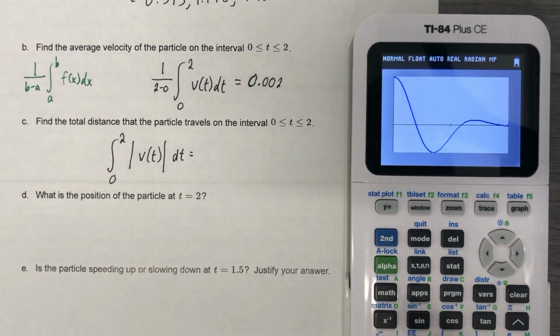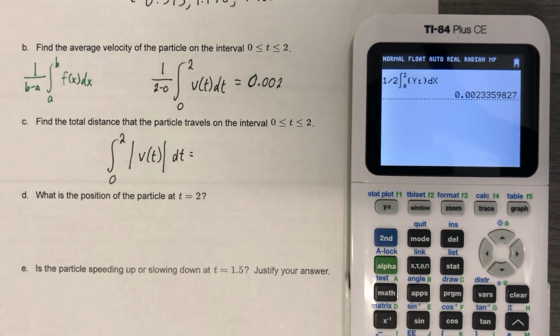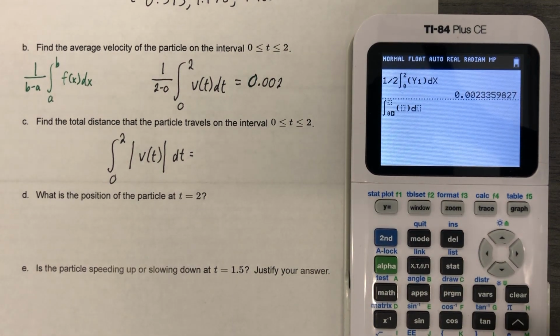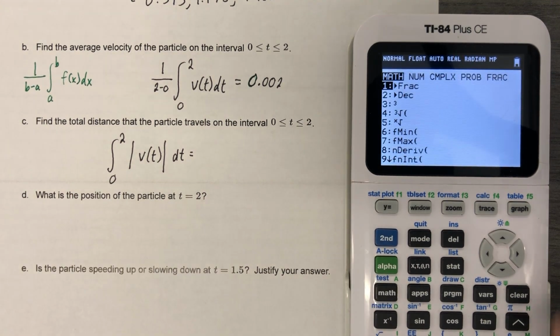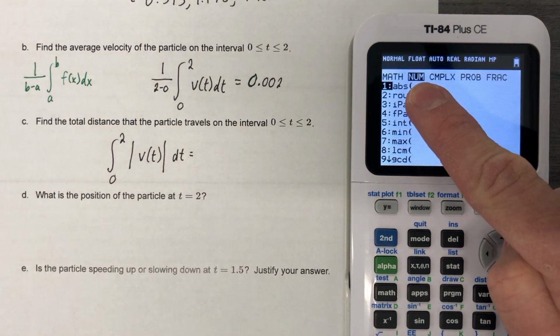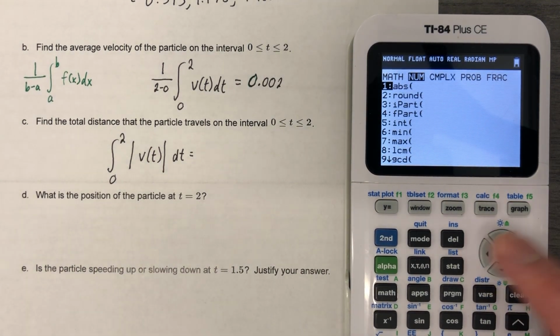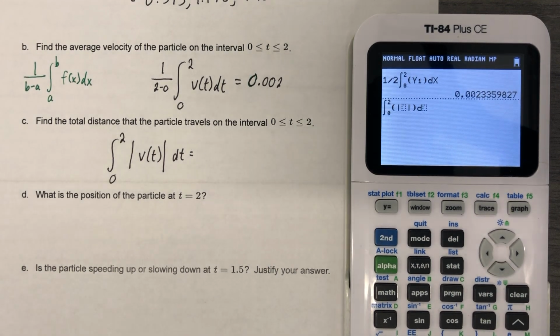So here goes, we're going to do it. Let's quit, second and quit. Let's not quit the problem. Let's just quit that graph for now. And we are going to find an integral, so math 9 from 0 to 2. And we will find the absolute value. You will find absolute value under the math menu. We're going to go over to number. There are several different things under the math menu. It's amazing. There's probability. There's all kinds of fantastic stuff. But right now we're going to go to number, which is where we find a lot of more basic numerical things. Absolute value. Press enter on abs.